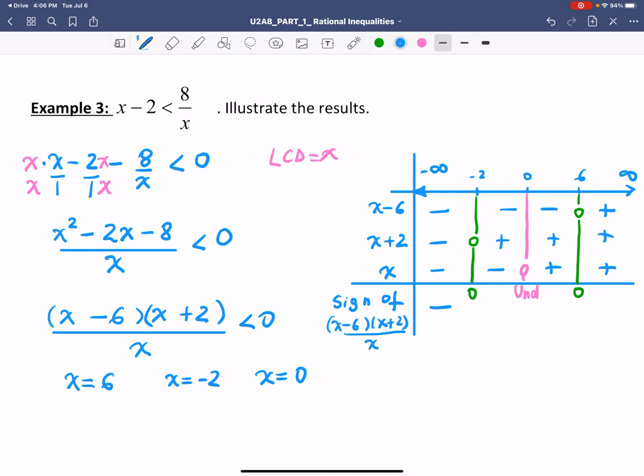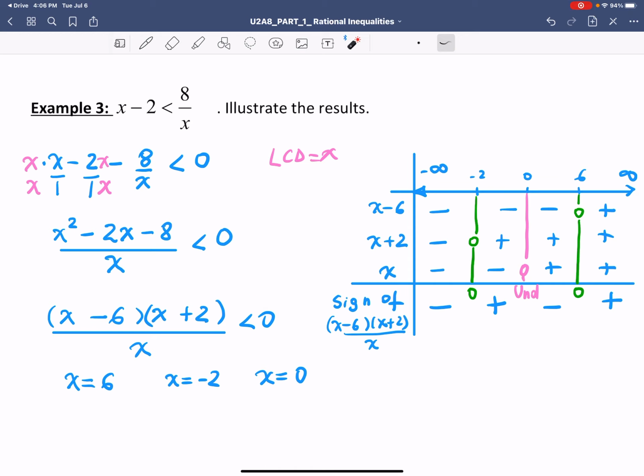And now we are going to take a look at our inequality. We're looking for values of the rational expression being negative. So where are they negative again? They're negative here and here. For what values of x is the rational expression negative? Well, it's negative for these x values here, negative infinity to negative 2, and it's also negative between 0 and 6.